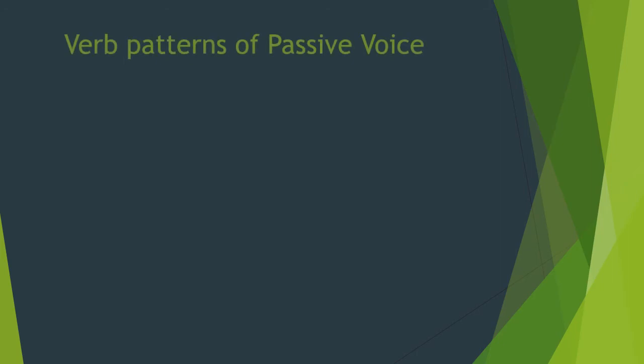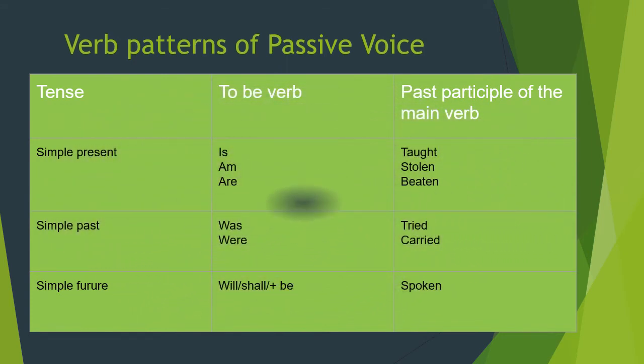Now let us quickly view the verb patterns of passive voice. As I already said, the to be verb will depend upon the subject and also the verb in the active voice. If the tense in the active voice is simple present, it will become is plus the past participle form of the verb, or am plus past participle, or are plus past participle. Is or am is used with the singular form, are is used with the plural form.